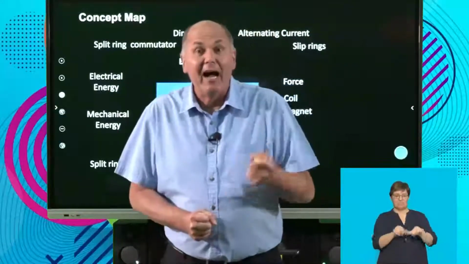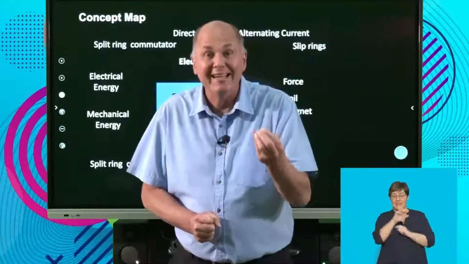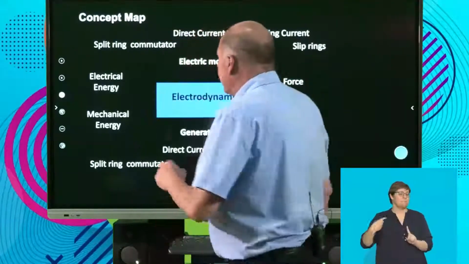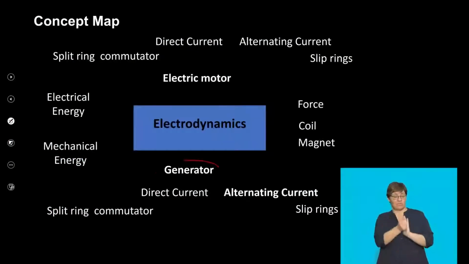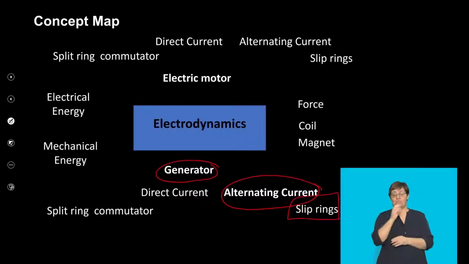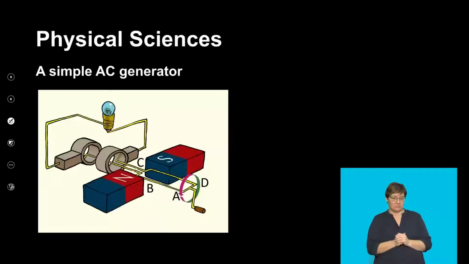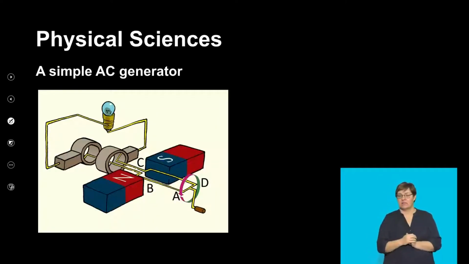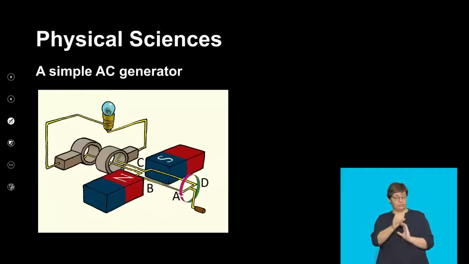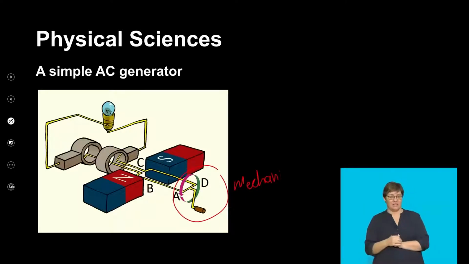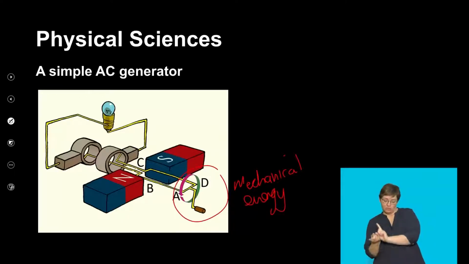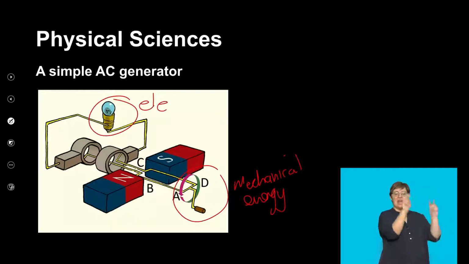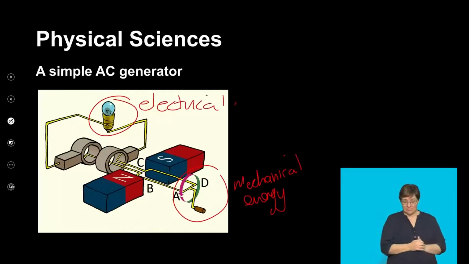Let's get going with our investigation into alternating current. So what we've discovered so far is that when we use a generator, it produces alternating currents, and that will always have slip rings. Now that's an important feature. What you need to recognize is that when you're using an AC generator, you're using mechanical energy over here, and the mechanical energy is being transferred into some form of electrical energy.